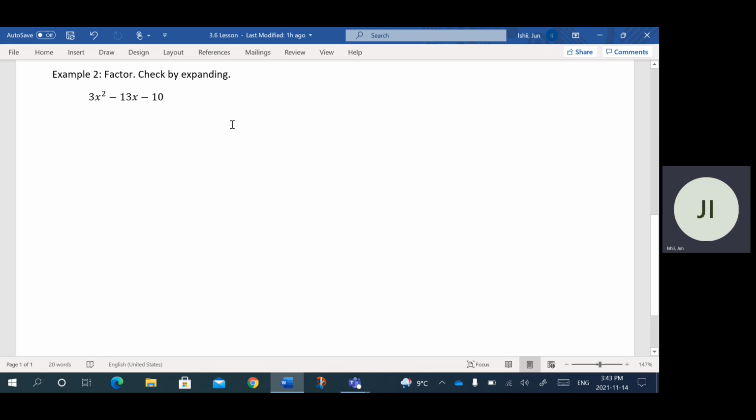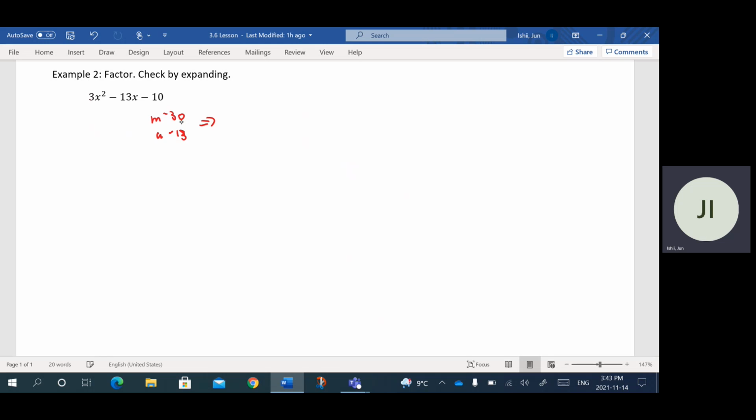All right, so let's try this one here. Again, look for a GCF. There is none, right? So no GCF between 3, 13, and 10. So in this case, I want two numbers that multiply to negative 30. So again, that's 3 times negative 10. Make sure you also include the sign, and add to negative 13.